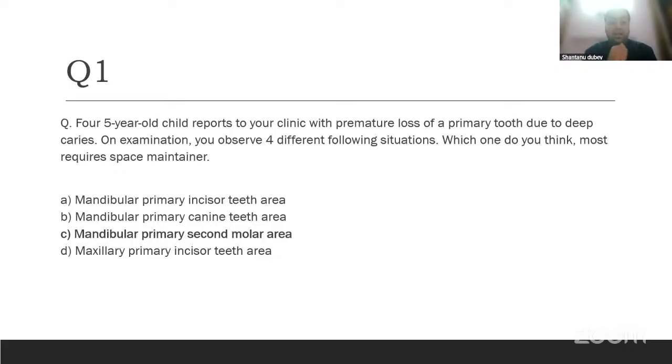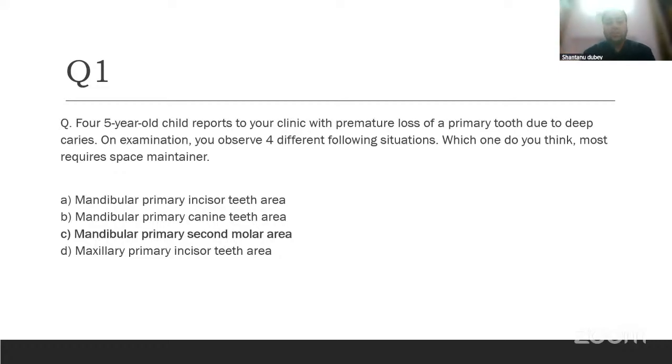So mandibular primary incisor area is in front, right? Imagine a premature loss, 5 year old. We understand that the permanent incisors are going to come up around 6 to 8 years old, right? He's 5 years old, so obviously he will not require a space maintainer. The second is mandibular primary canine teeth area. The third is second molar area and primary incisor. So maxillary primary incisor area, both the incisor areas are eliminated. Maxillary, mandible both. Obviously, it's easier for the maxillary. I mean, space maintainer won't be required, right?